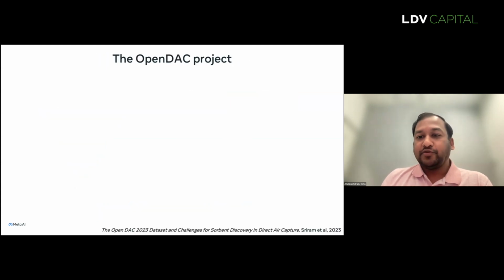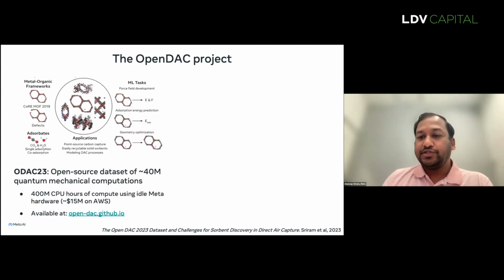The OpenDAC project was conceived by our team in collaboration with Georgia Tech to develop such machine learning models. We created an open source dataset of 40 million quantum computations. Creating this dataset required over 400 million CPU hours of compute, which is well beyond the reach of most groups working in this space, but we were fortunate enough to have access to a large amount of idle hardware at Meta that we used to create this dataset.